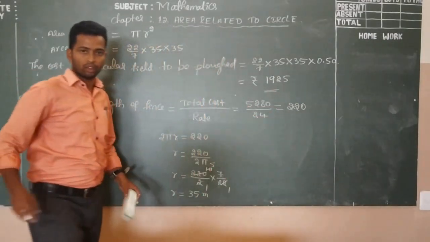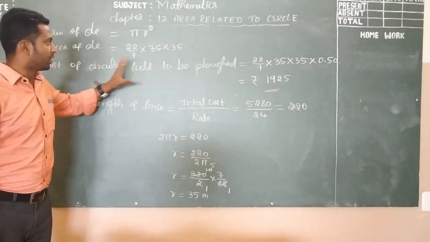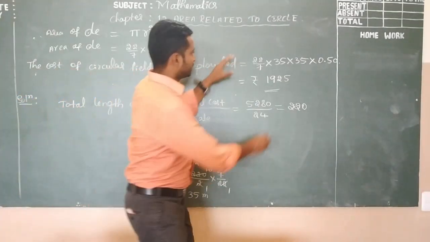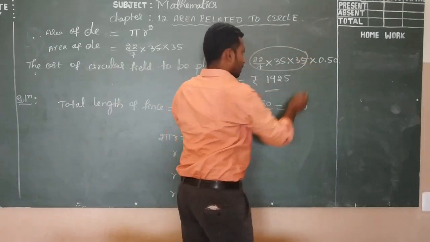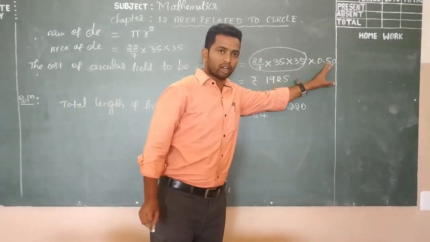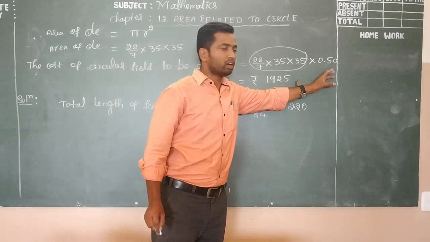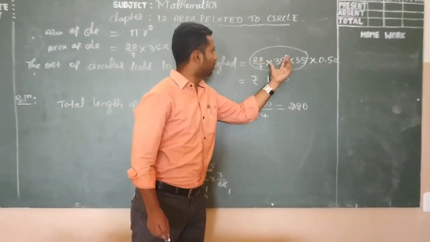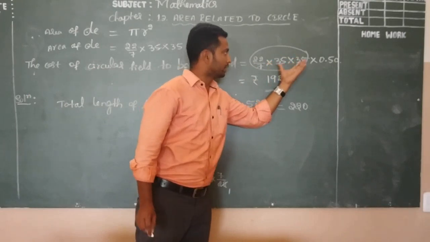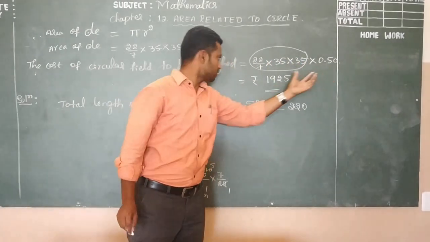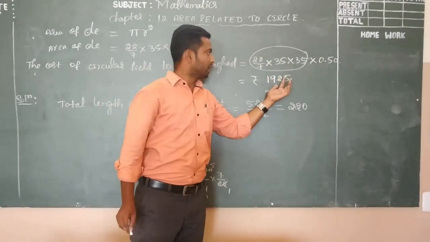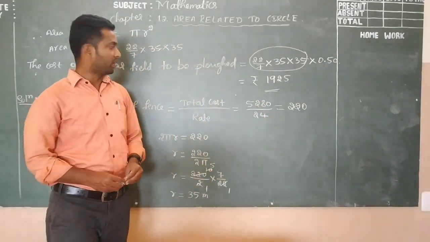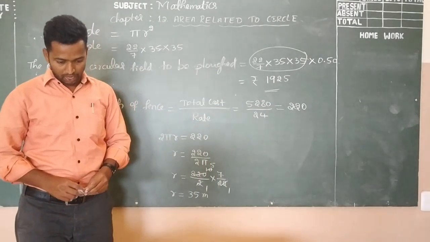To plough the entire circular area, you multiply the area with the cost required to plough per meter square, that is 0.50 rupees, and then you get 1925 rupees. So this is the answer.